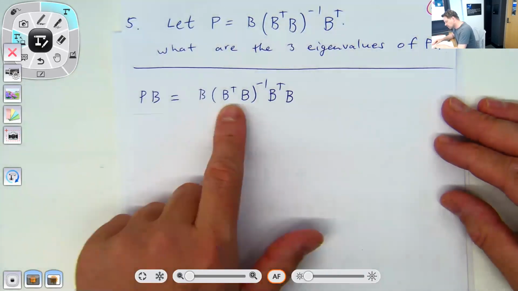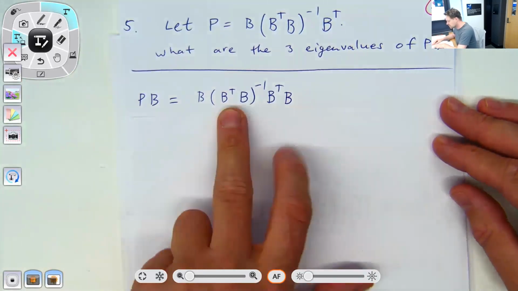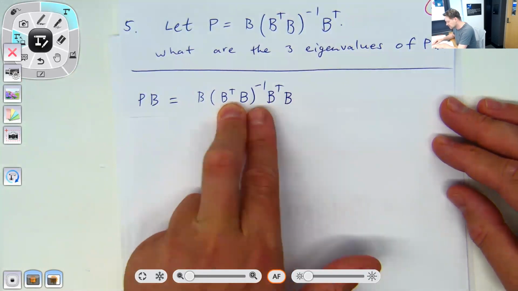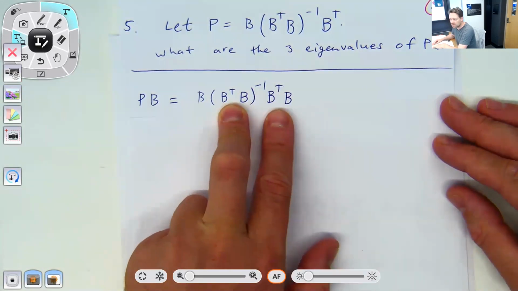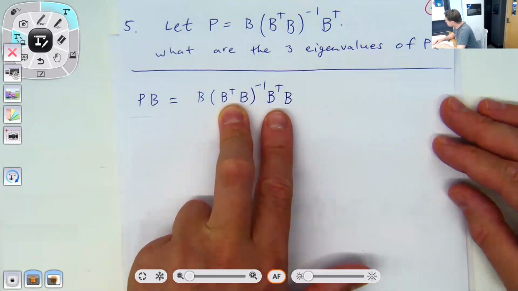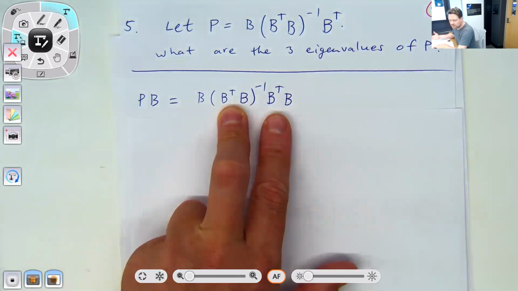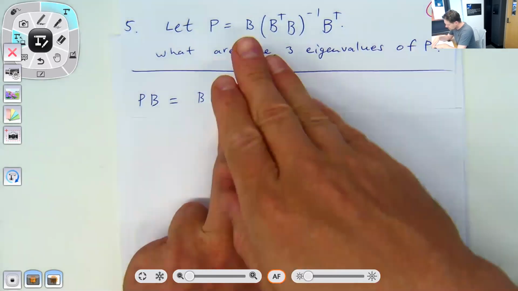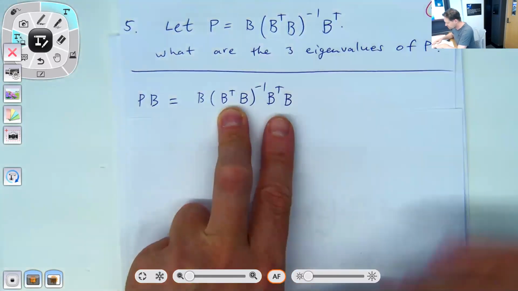We've got B, and then we've got this inverted, and then we've got B transpose B there. So these two, B transpose B inverse and B transpose B. Now this one has an inverse on it, and this one is just B transpose B, so we know that their product must be the identity matrix, right? And this is non-zero, this matrix, because we've got this defined up here with an inverse on it, so we know it's non-zero.